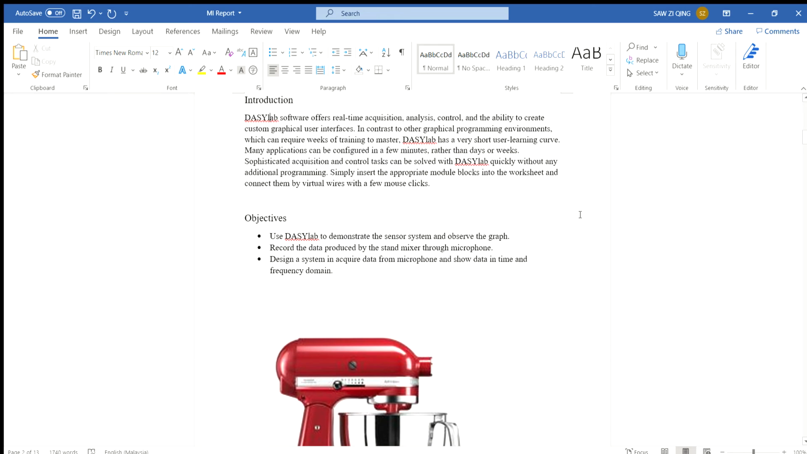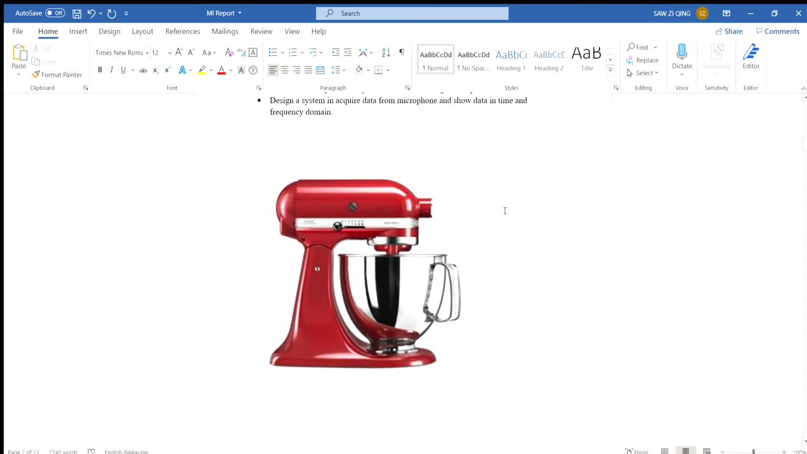Objective of the project. Use DasyLab to demonstrate the sensor system and observe the graph. Record the data produced by the stem mixer through a microphone. Design a system to acquire data from the microphone and show the data in time and frequency domain. And this is an example of a stem mixer.